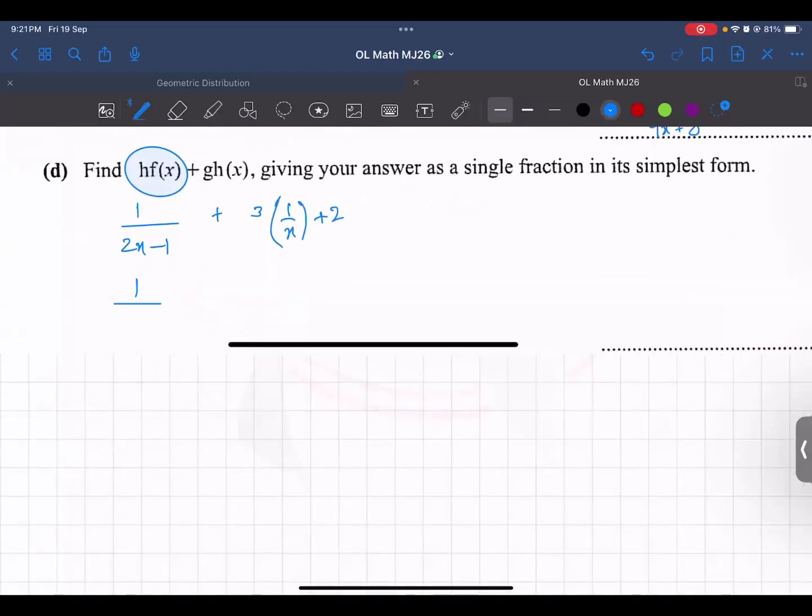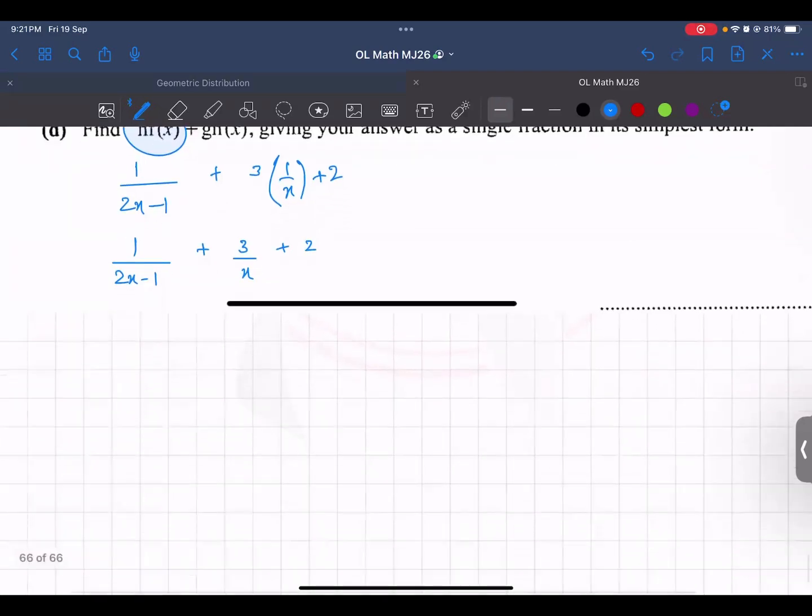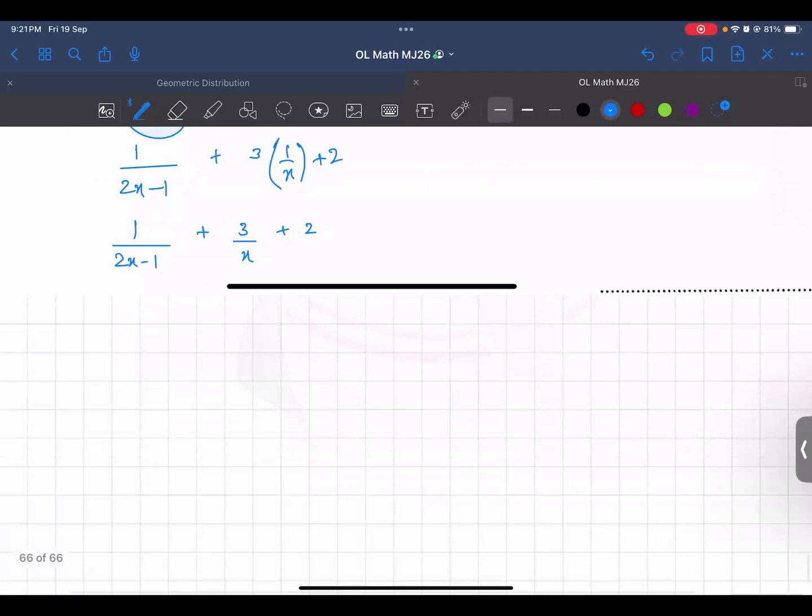So 1 upon 2x minus 1 plus 3 upon x plus 2. And now it is the same question we did in detail. How do you simplify into a single fraction? You will have to take the LCM. So what would you do? You would multiply this thing by x and this thing also by x, and this thing by 2x minus 1 and this thing by 2x minus 1.